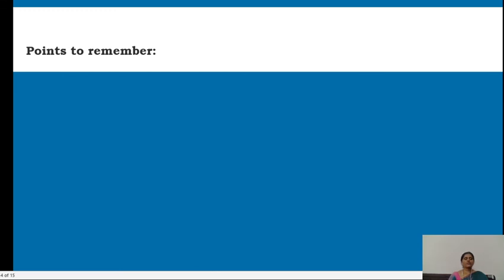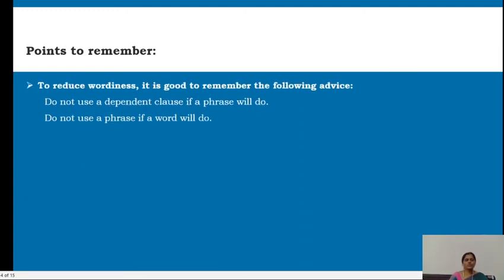So what are the points that we have to remember under this topic, avoiding redundancies and repetitions? To reduce wordiness, it is good to remember the following advice. Do not use a dependent clause if a phrase will do. When you can make it more concise, in place of a clause, if you can use a phrase, it is better to use a phrase. In place of a phrase, if a word can substitute, better use a word. Minimize the words as far as you can so that you can make it more concise and effective, straight to the point.